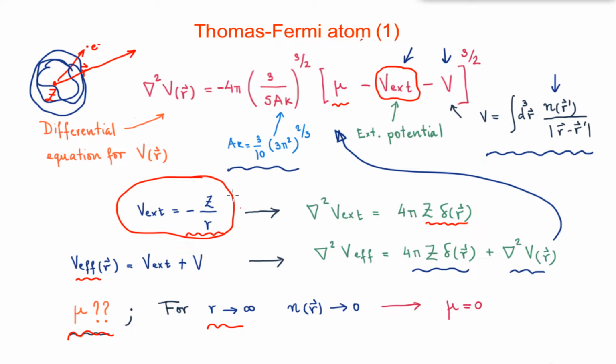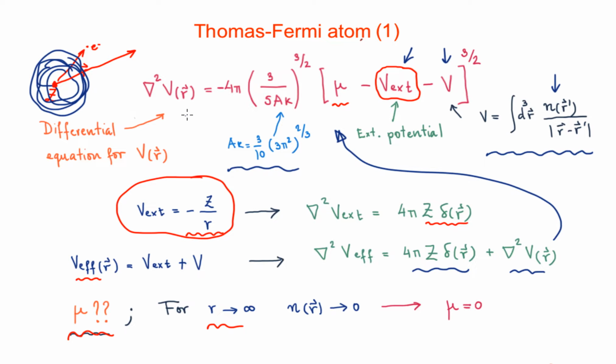Because as the external charge is located at the origin, and the induced electronic charge is mainly concentrated around this external charge, at very large distances the induced charge density is going to decay to zero. And of course, associated to that, everything decays to zero. The external potential, of course, decays to zero, and the induced potential decays to zero as well, because the electronic charge decays to zero.